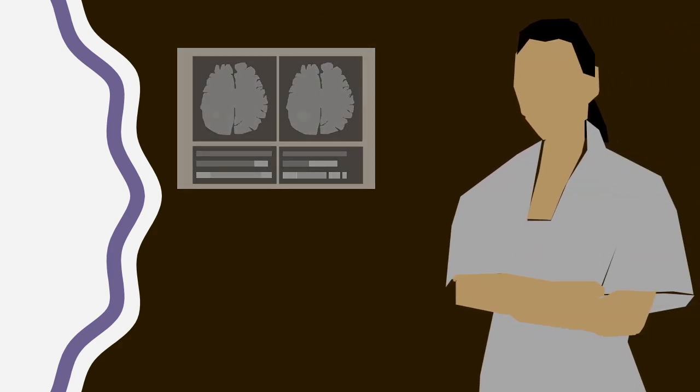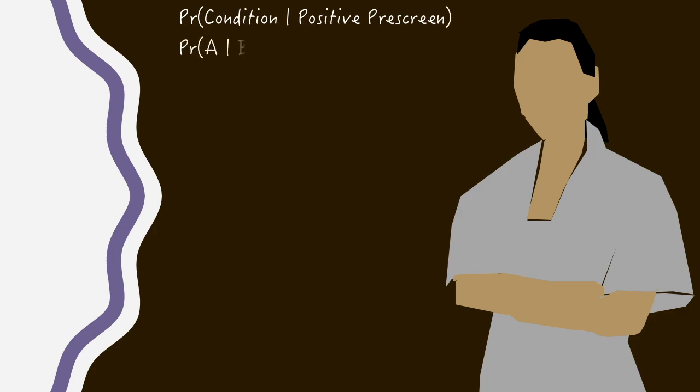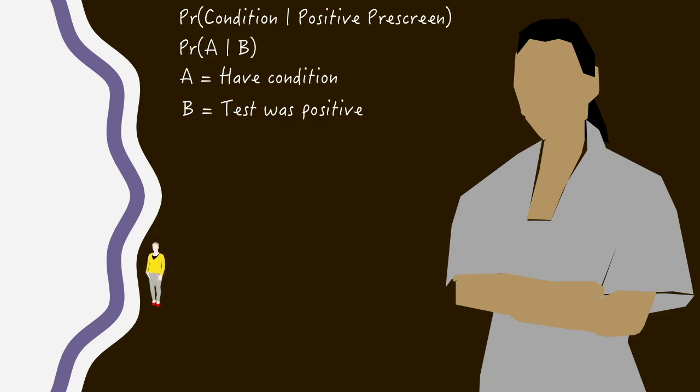Let's reason through the probabilities at play here. We're concerned with the probability that you have the condition, given that you've tested positive to the screening test. So there are actually two probabilistic events: having the condition and testing positive on the test. Let's draw a tree diagram for these.